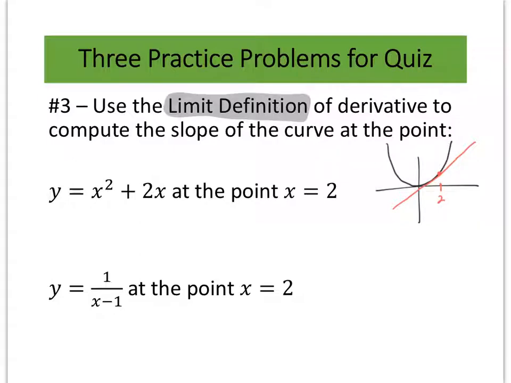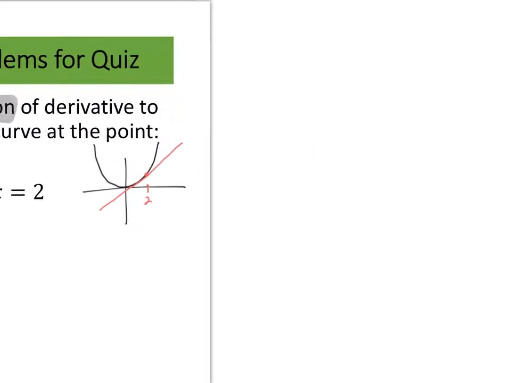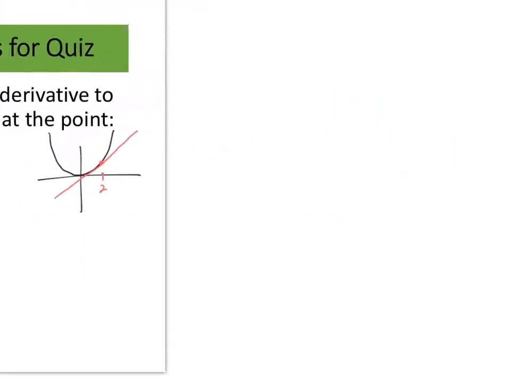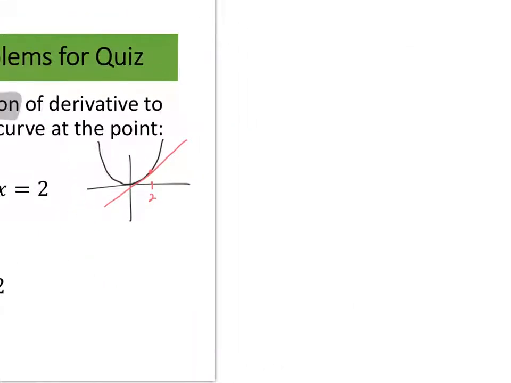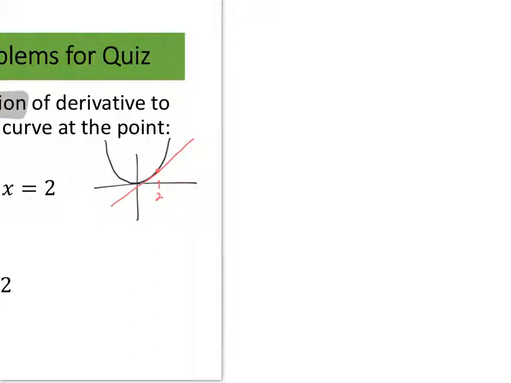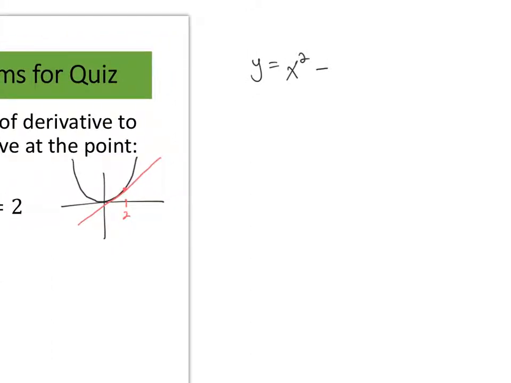All right, so at this point you should have tried the first problem at least. I'm going to move the slide over for just a second in order for us to get some space. The problem was y equals x squared plus 2x at the point 2. So our function is y equals x squared plus 2x at the point x equals 2.